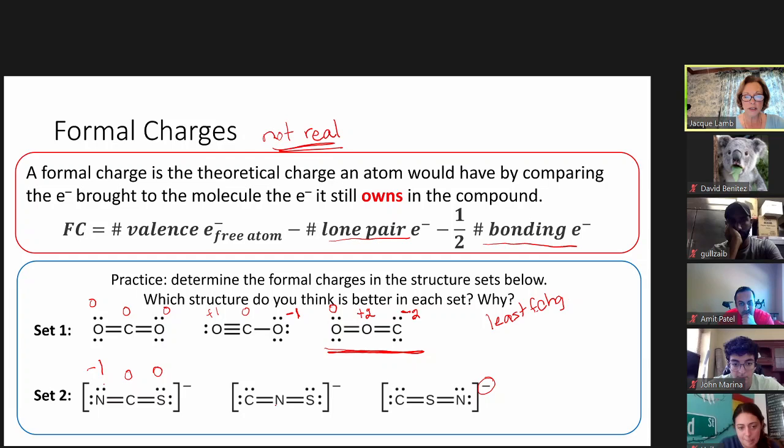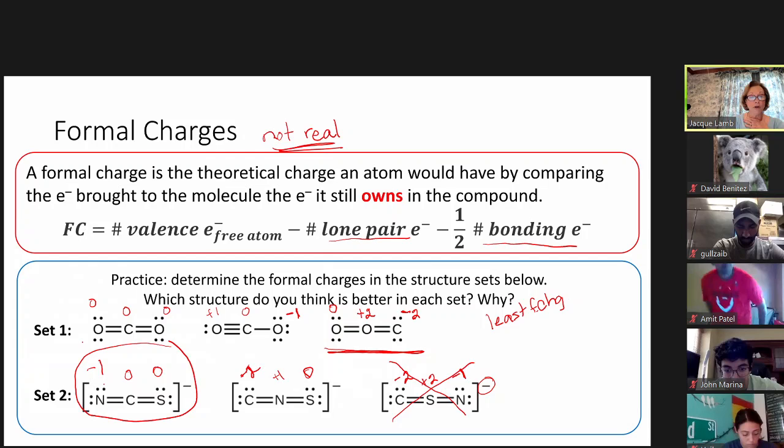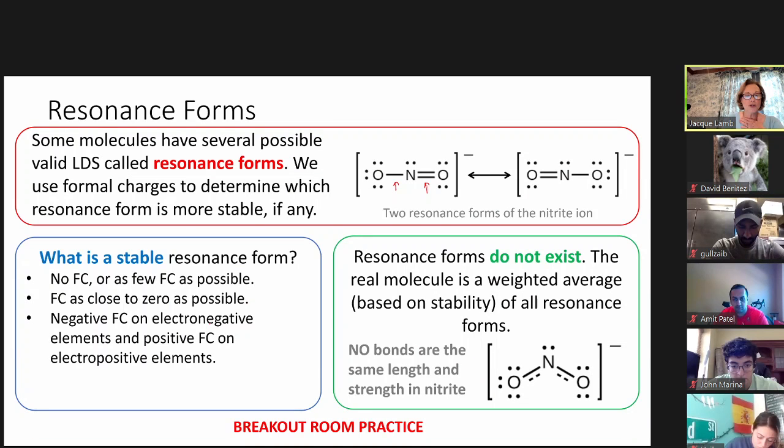The question is, what happens if they are not? If we looked at this last one, for example, these are two resonance structures that are not identical. So what makes it stable? We said before, either no formal charge if it's a neutral molecule, or as few formal charges as possible. Formal charge as close to 0 as possible. So 1 is better than 2, 0 is better than 1. The negative formal charge has to be on the most electronegative element, and any positive formal charge should be on the more electropositive element.